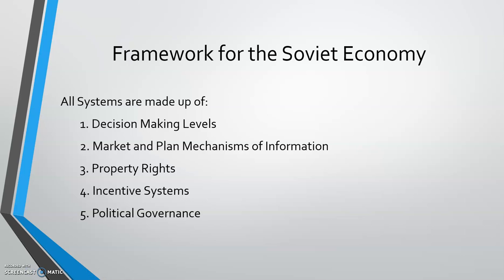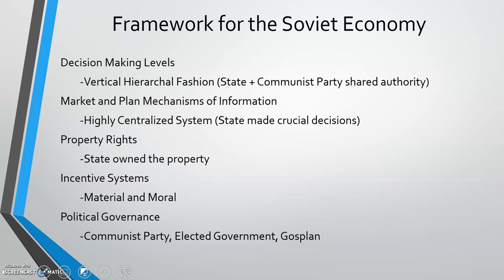Now moving on to the framework for the Soviet economy. We know from the text that all systems are made up of decision-making levels, market and plan mechanisms of information, property rights, incentive systems, and political governance. So in looking specifically at the Soviet economy, the decision-making levels was a vertical hierarchy where the Soviet state and the Communist Party share the authority and responsibilities. There were several decision-making layers from the state up top all the way down to the basic production units like the farm at the bottom.